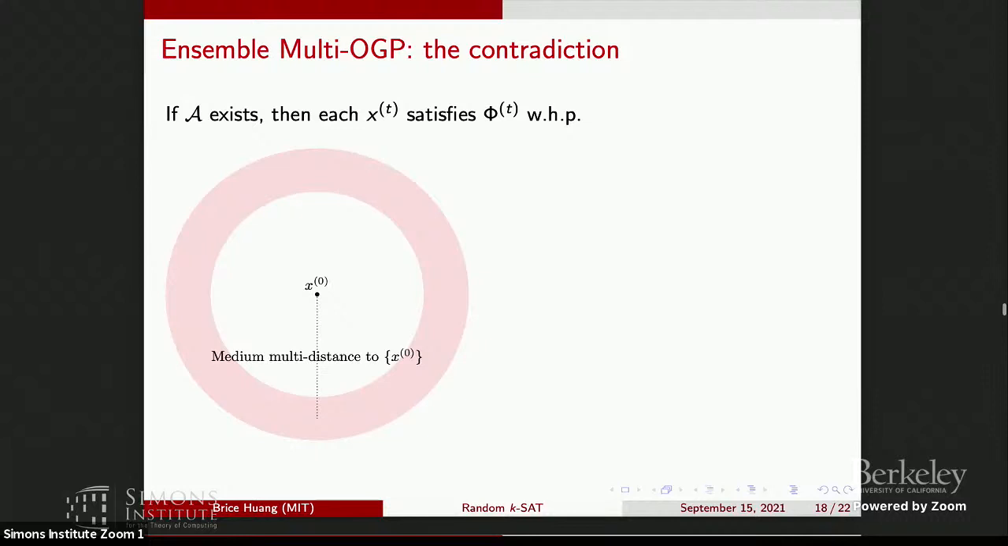So as before, with high probability, each x will satisfy its corresponding phi, assuming the algorithm exists. And now I've drawn x0 and a red moat of assignments at medium multi-distance, now from the singleton set x0. And again, xkm is outside this moat by independence. If we follow the x's, again, we only ever move by small jumps.